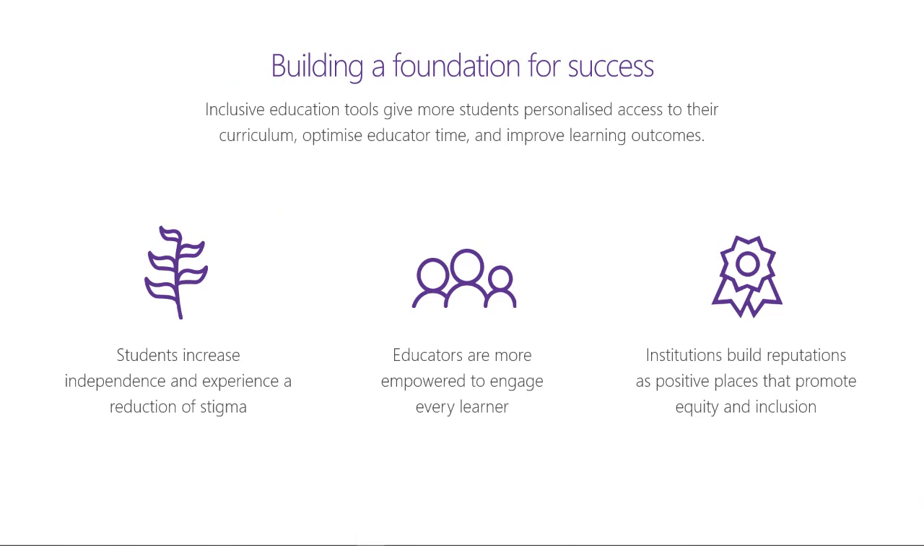We want to make sure that students have an increase in their independence and also a reduction of stigma, right? So if we're in a classroom, we want the technology to be supporting the student, not necessarily an aide or the teacher or even another student. We want to make sure that educators are more empowered to engage every learner, and we also want to make sure that institutions have reputations as positive places that promote equity and inclusion.